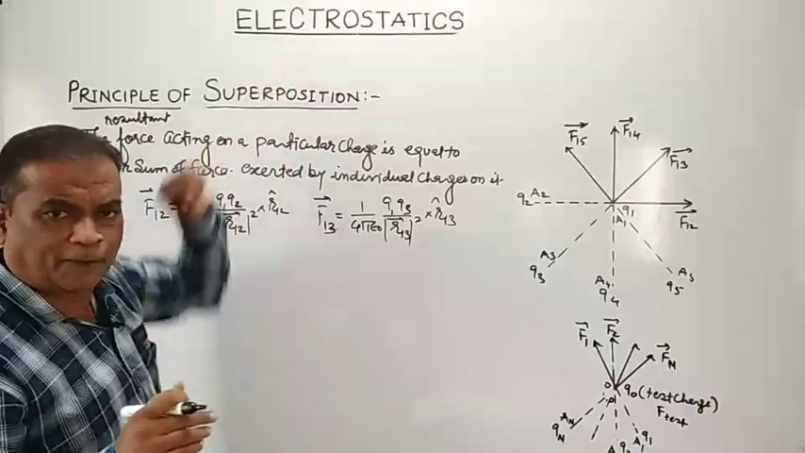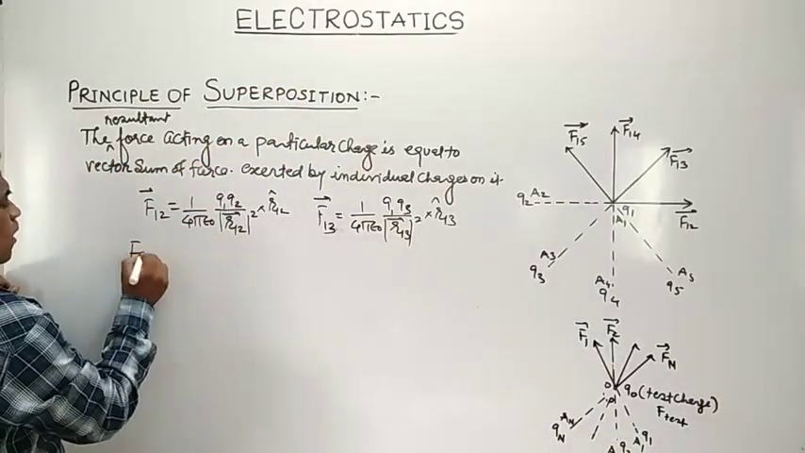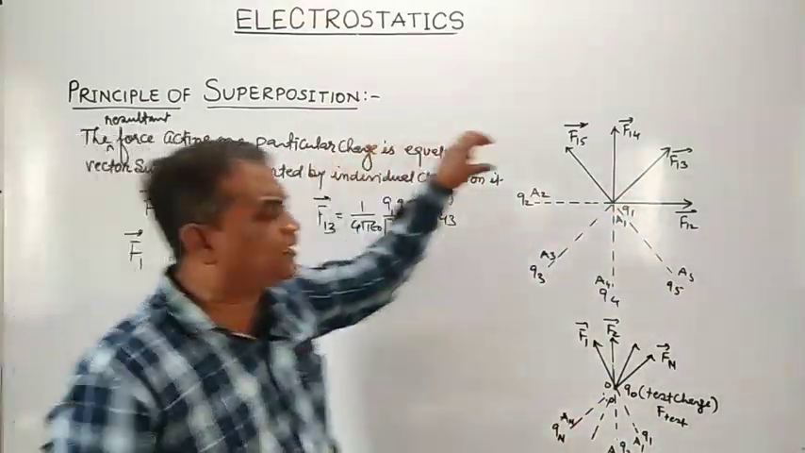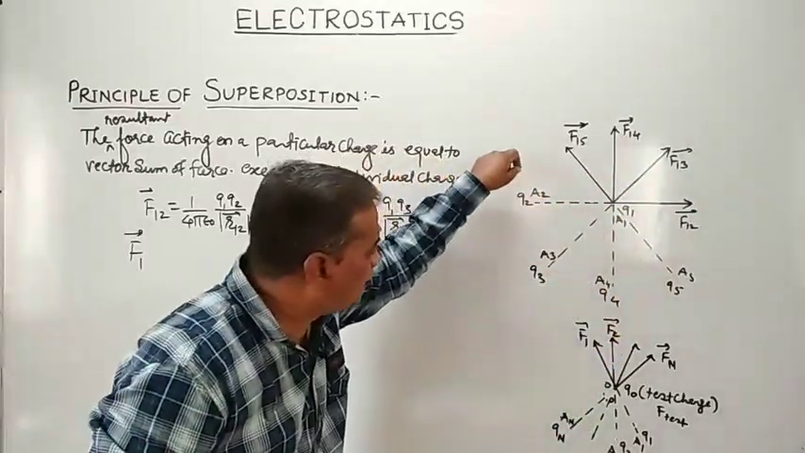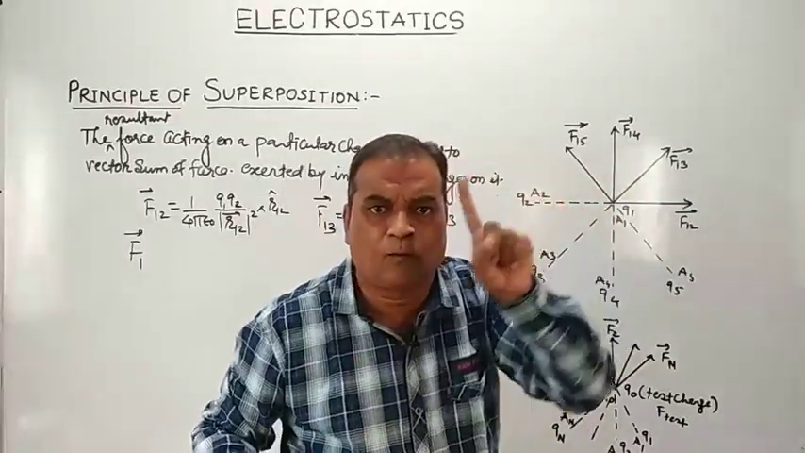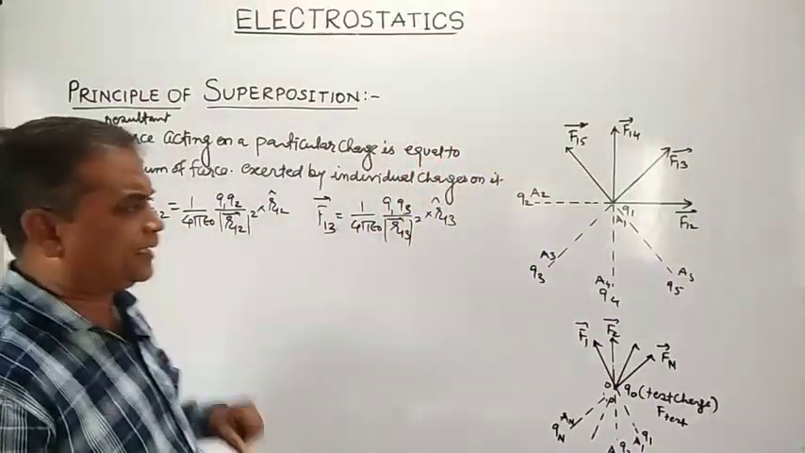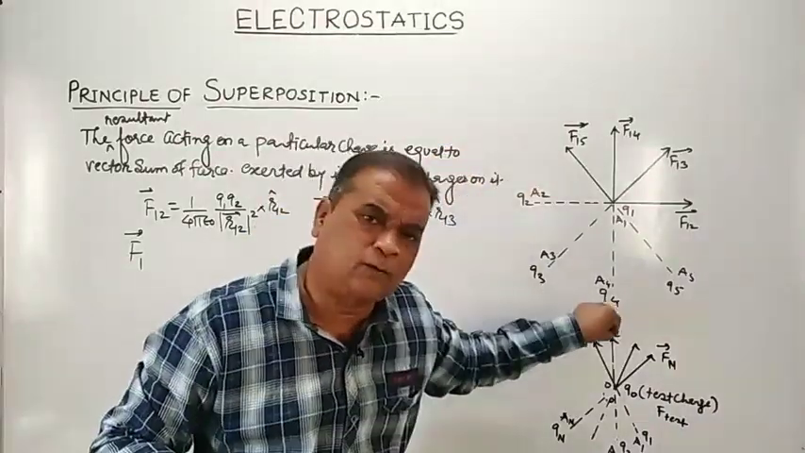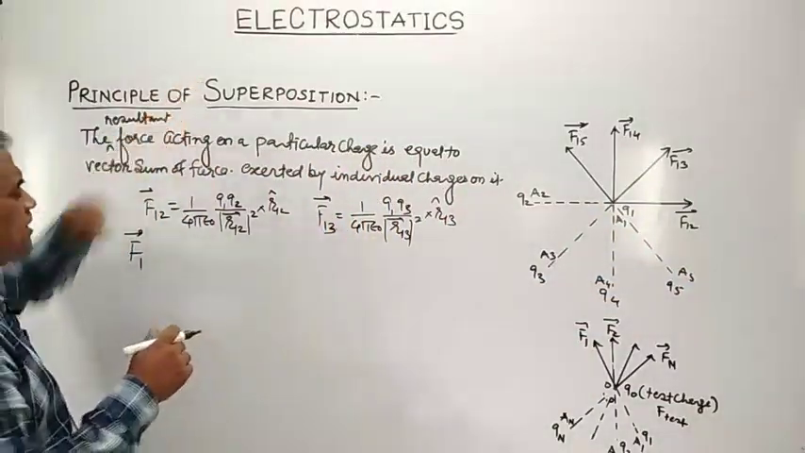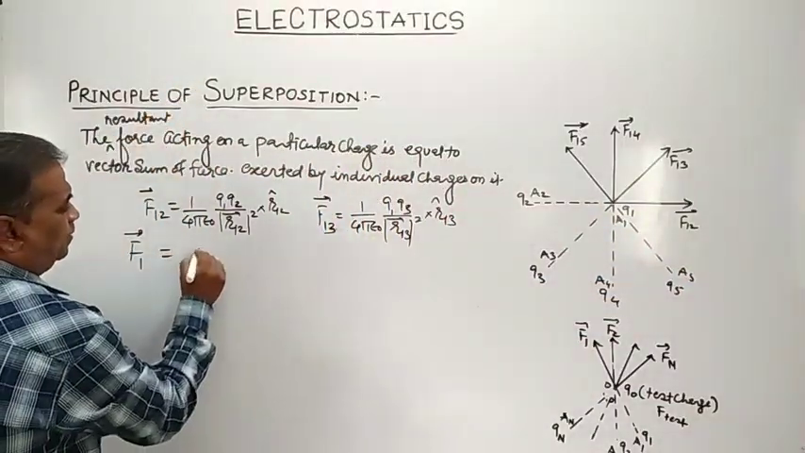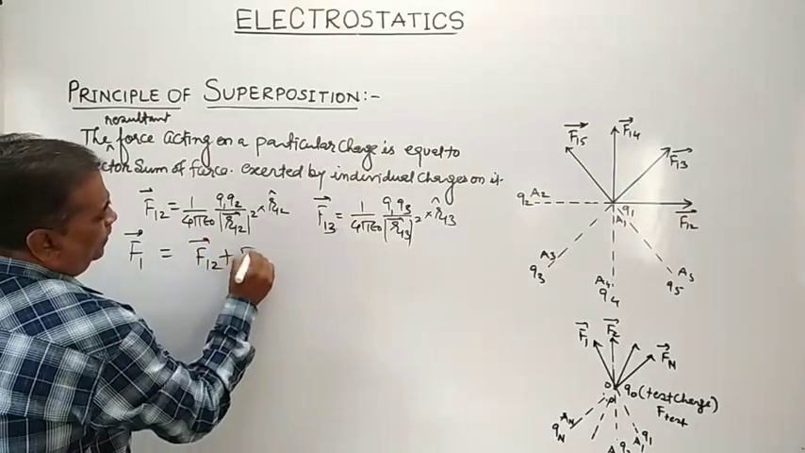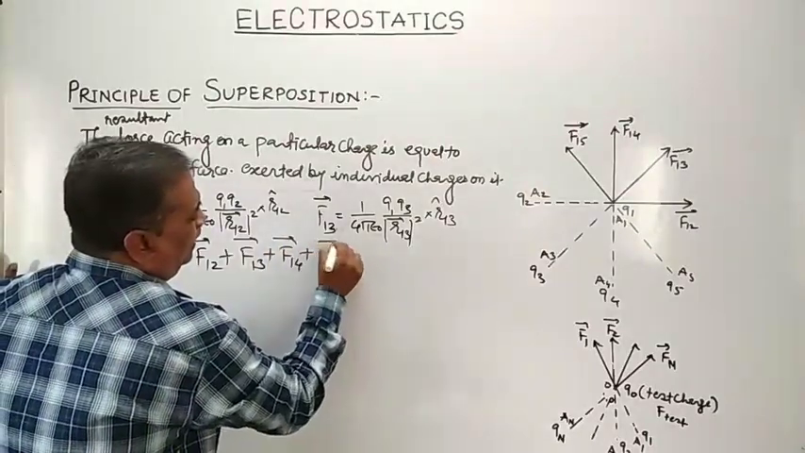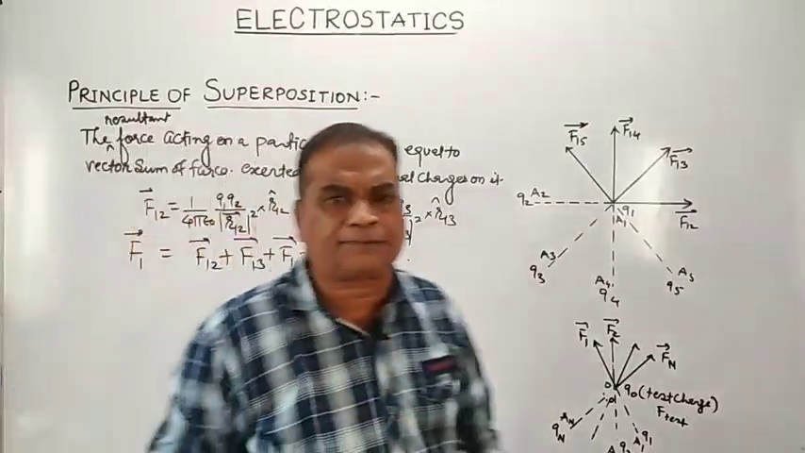Then according to the principle of superposition, the net force acting on charge Q1, if I say F1 represents the resultant force on charge Q1 due to charges Q2, Q3, Q4 and Q5, then this vector F1 must be equal to vector F12 plus vector F13 plus vector F14 plus vector F15 and so on. You can continue up to the nth charge.